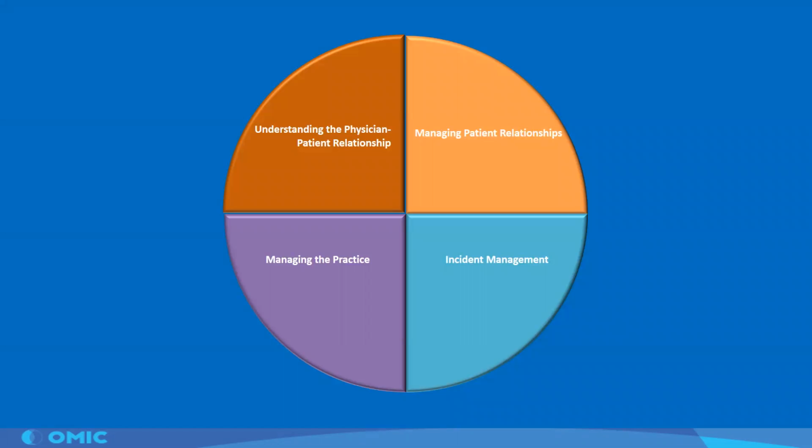When we look at Risk Management 101, we're looking at really 4 areas to focus in on. And this is the overview of the 4 categories. In each of these areas, in-depth information is available on our website or through contacting the Risk Management Department at OMIC. The first area is understanding the physician-patient relationship. The second is managing that patient relationship effectively. Then managing the practice. And then lastly, incident management.